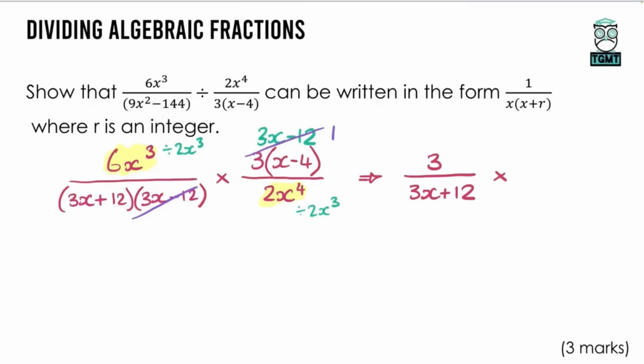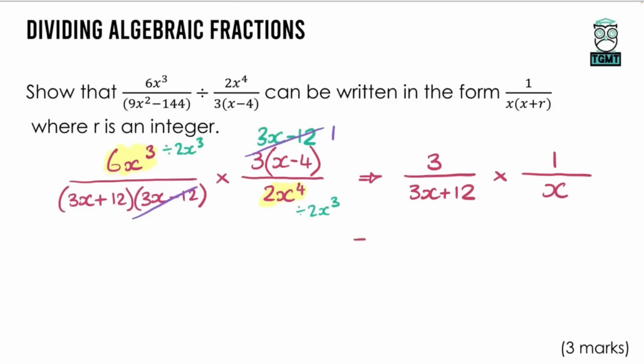We're going to multiply that, and on the right fraction we have 1 on the top as we've cancelled off that 3x minus 12, and on the bottom we have 2x to the power of 4 divided by 2x to the power of 3. Well, that just is x, as it's x that you have to times by 2x cubed to get to 2x to the power of 4. So that's what we're left with. We now just need to expand the brackets on the top and the bottom.